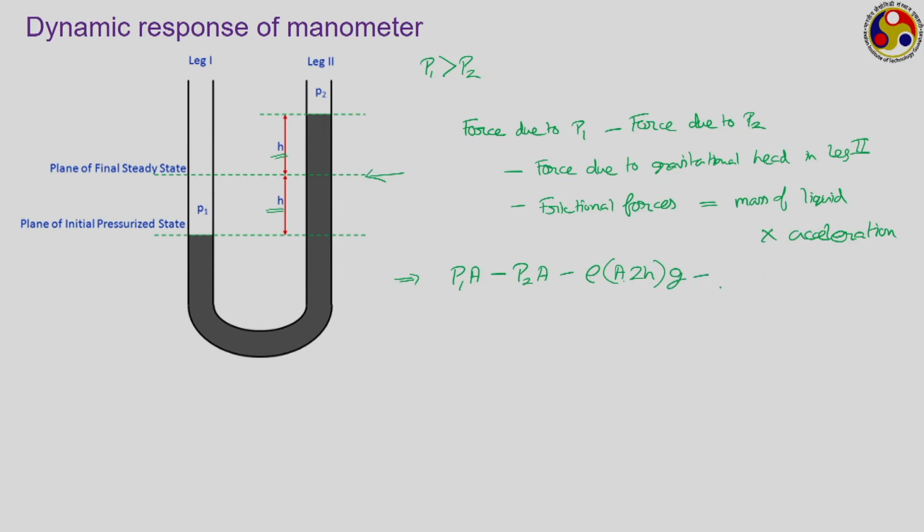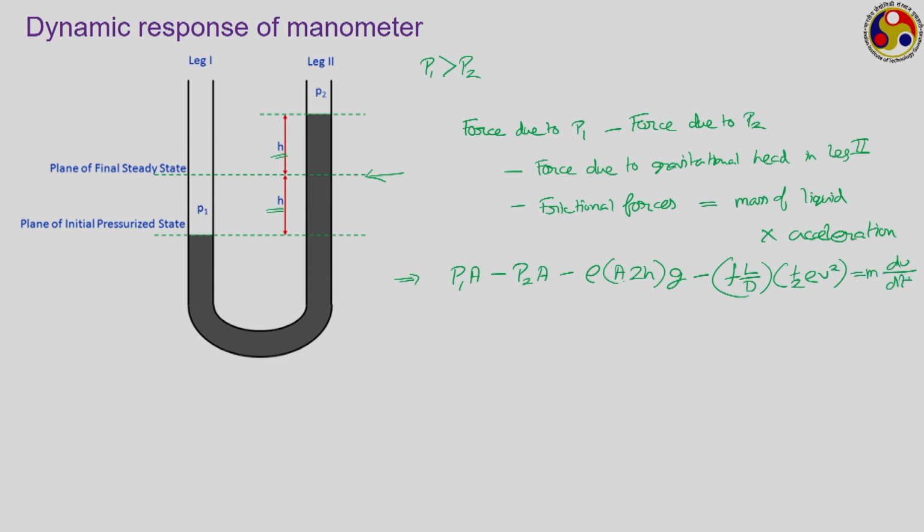How much are the frictional forces? Assuming a one dimensional approach and the concept of friction factor, we can write this as f L by D into half rho v squared, where small v is the velocity and L is the total length of this fluid column, starting from this particular point going up to this, whatever is the total length of this mercury column that we are representing with capital L. D refers to the diameter of this tube and small v is the velocity with which the movement is happening. This should be equal to the mass into acceleration.